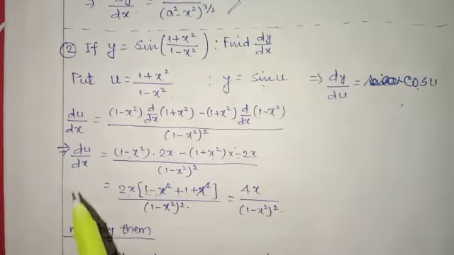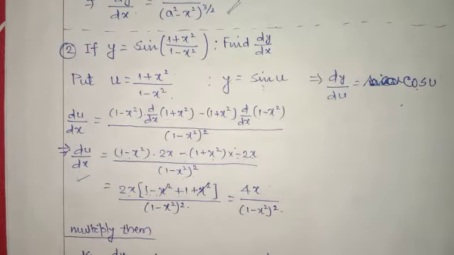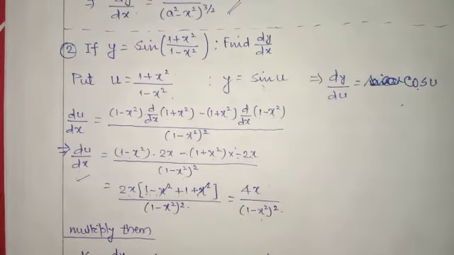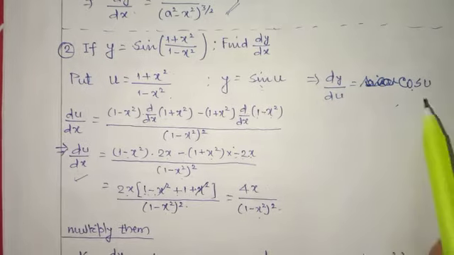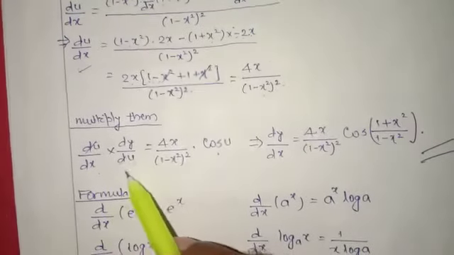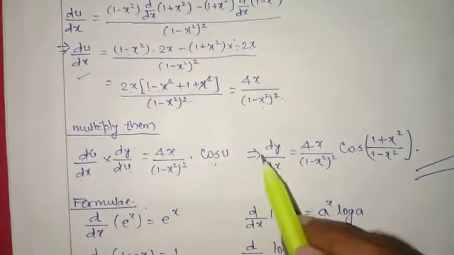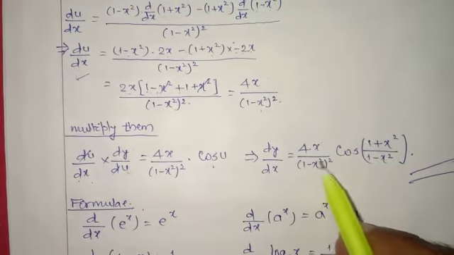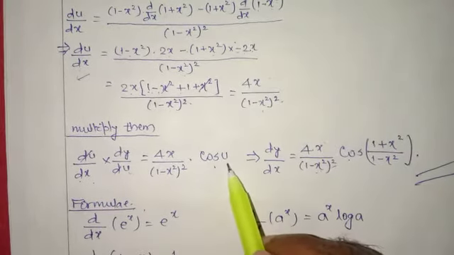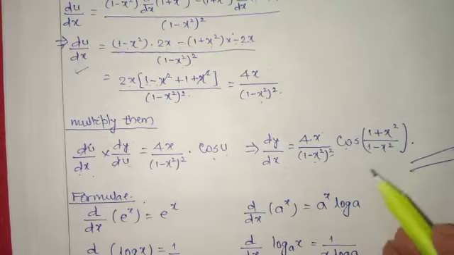Now multiply this du by dx and dy by du. Du by dx is 4x upon 1 minus x square whole square, and dy upon du is cos u. This is your differentiation. Du and du should cancel here. How much is left? Dy by dx is equal to 4x upon 1 minus x square whole square into cos. Write down the value of u, which is 1 plus x square divided by 1 minus x square. This is the differentiation.